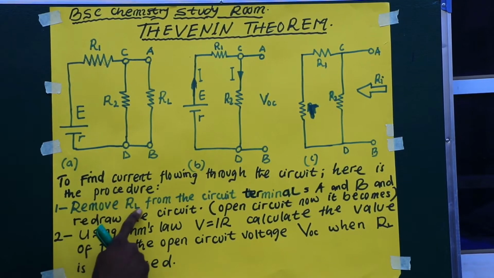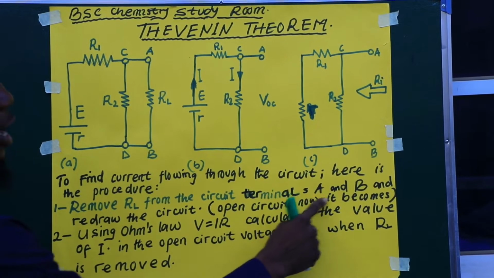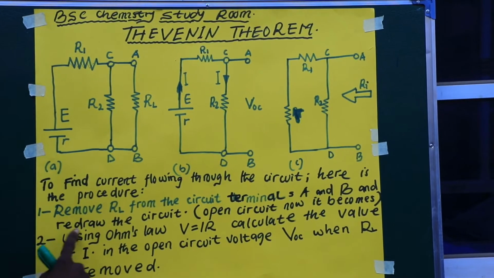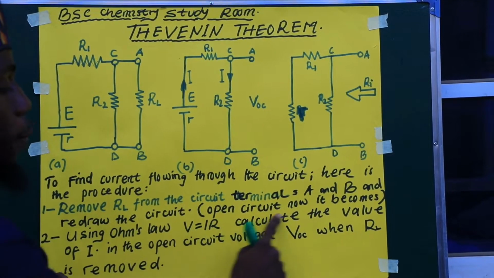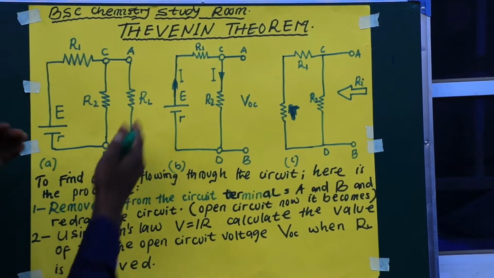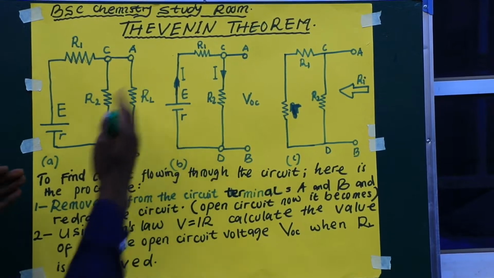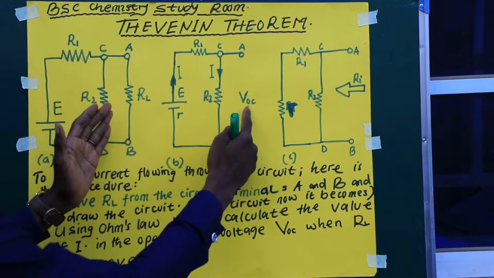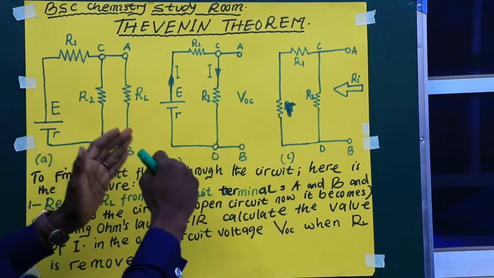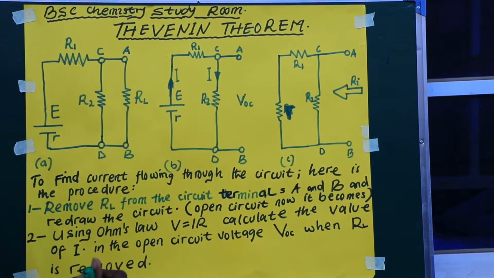Procedure number 1 says remove RL, that is R load, from the circuit terminals A and B and redraw the circuit. That is, the circuit now becomes an open circuit. So this is the R load resistance to be removed, and when removed, we redraw the circuit again. So here is the circuit we obtain when removing the RL. Replace this with VOC. This VOC is the voltage drop across R2.